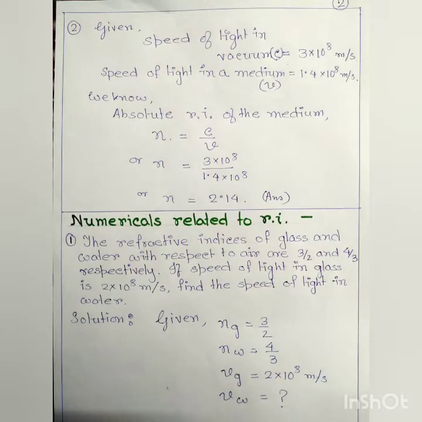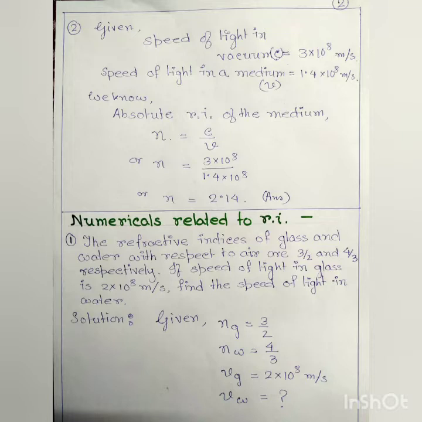Now let us discuss the next numerical. If the speed of light in vacuum is 3 into 10 to the power 8 meter per second, find the absolute refractive index of a medium in which light travels with a speed of 1.4 into 10 to the power 8 meter per second. Now given speed of light in vacuum, that is C equals to 3 into 10 to the power 8 meter per second, and speed of light in the particular medium, that is small v, is equals to 1.4 into 10 to the power 8 meter per second.